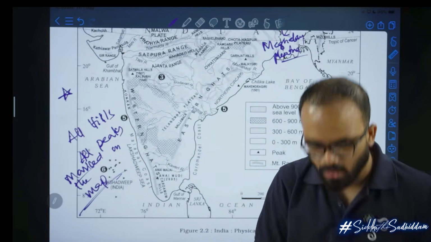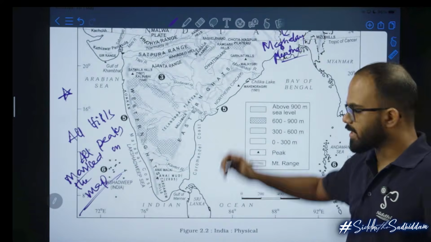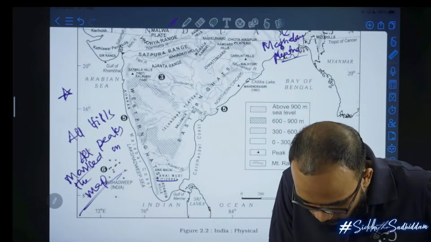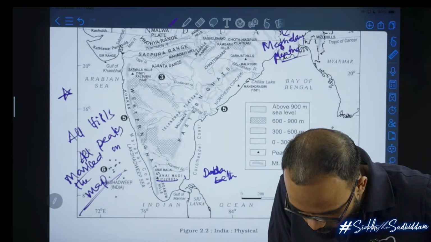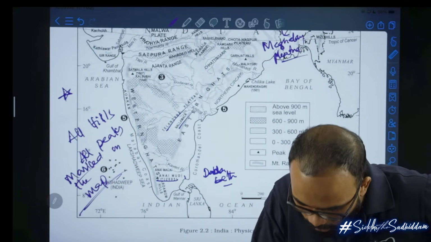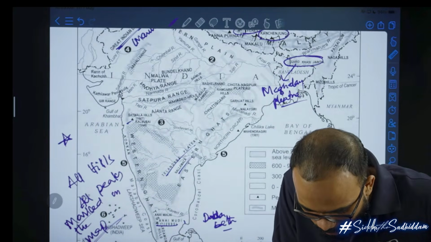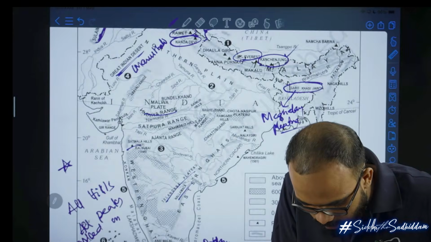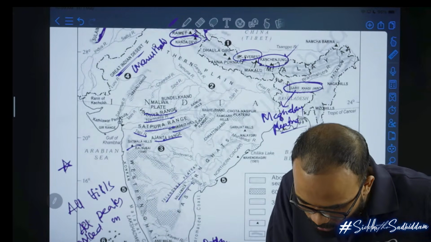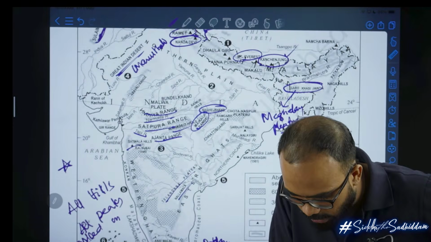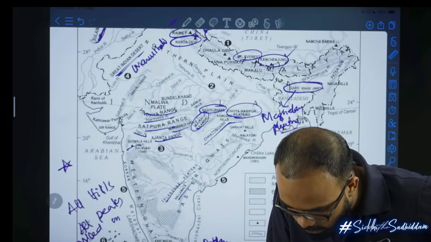This map marks a lot of things. You need to know every single thing. Anaimudi, right? Then you have Dodabetta, Telangana Plateau, Nallamala Hills, right? Satmala Hills, Vindhya Range, Satpura Range, Narmada, Tapi, Ajanta Range, Mahadev Hills, Maikala Range, Baghelkhand, Chota Nagpur Plateau, Gharjat Hills.